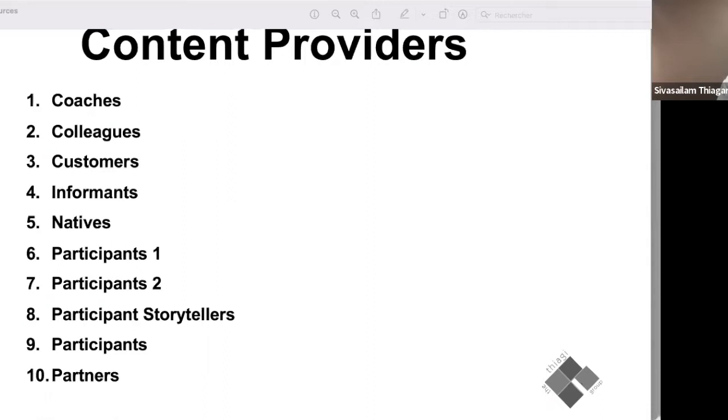Esther, can you kill the slides so I can look at the people's faces? That is Rahul. I can see his face.